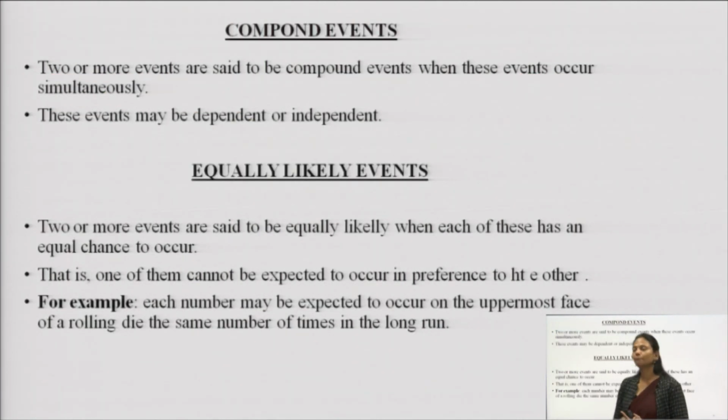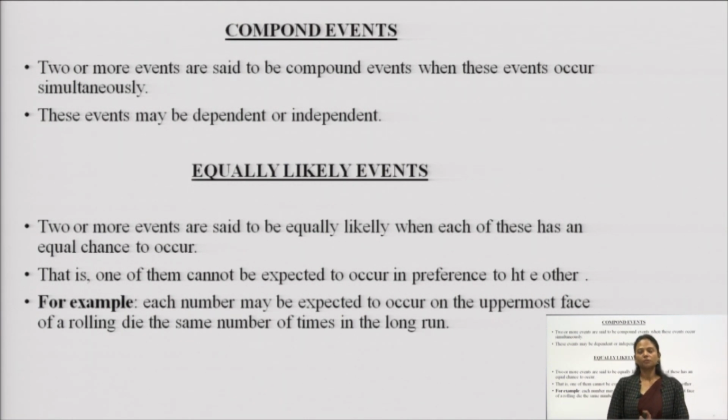Next come compound events. Two or more events are said to be compound when these events occur simultaneously. They occur simultaneously, so they are called compound events. These events may or may not be dependent, but they are compound events.